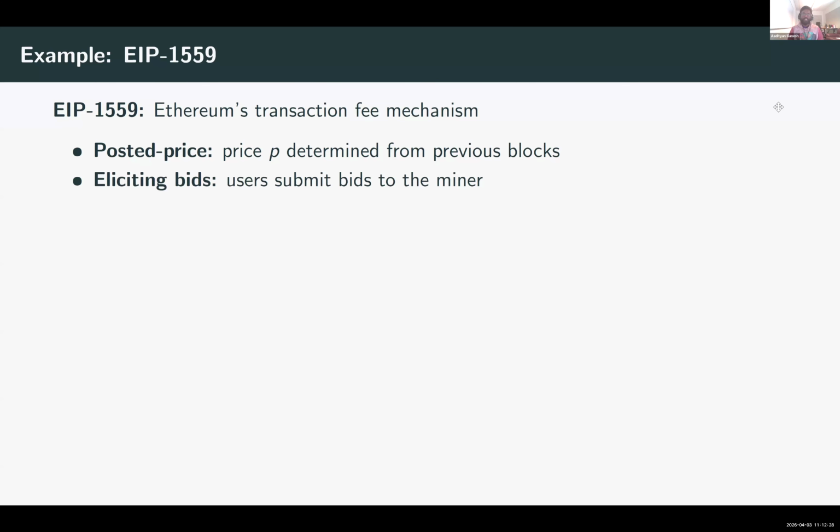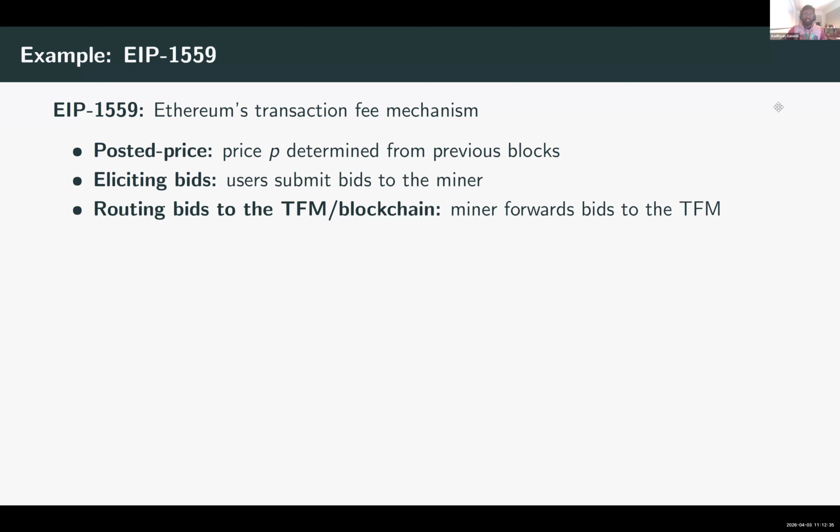And once this price is posted, users send their transactions over to the miner, and the miner then routes this transaction to the transaction fee mechanism. Importantly, note that the users do not touch the blockchain directly. The only way through which users can touch the blockchain is via the miner. And the miner, if it wants, can throw in fake bids, it can censor bids, it can do all kinds of nasty things. But we'll get to those parts later. It's just that the only way for users to go to the transaction mechanism is through the miner. That's the key thing to remember.